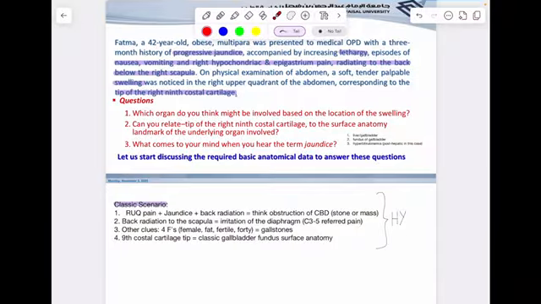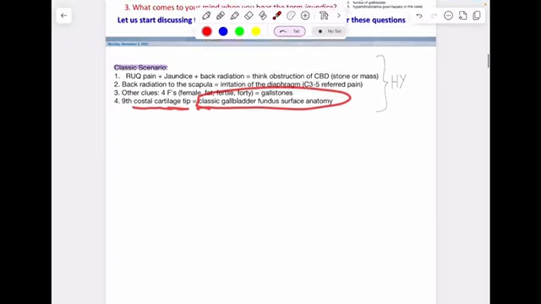a mass. So back radiation to the scapula suggests irritation of the diaphragm. So there's referred pain from C3 to C5. But then other clues that they mentioned are the 4 Fs: female, fat, fertile, and 40. And so we want to think of gallstones. And then the ninth costal cartilage tip, as we said, is a very classic gallbladder fundus surface anatomy.